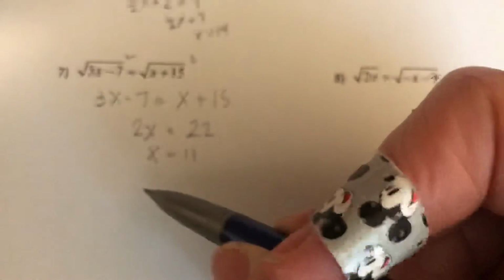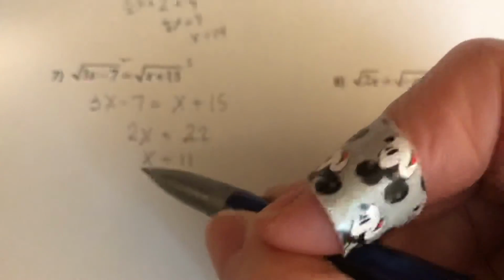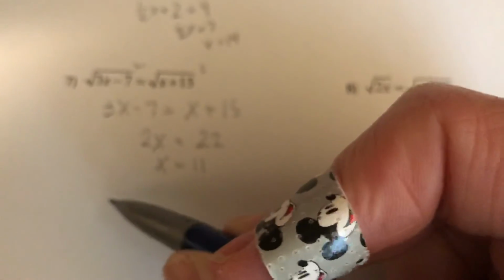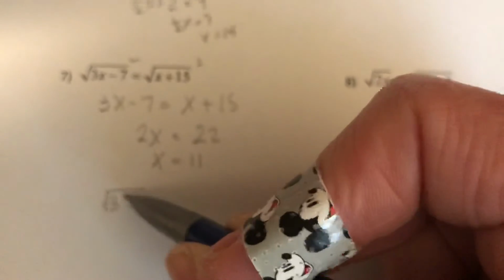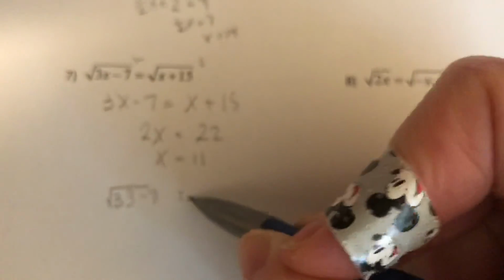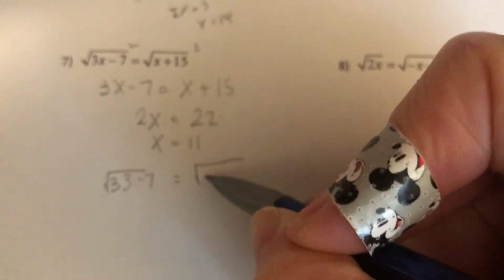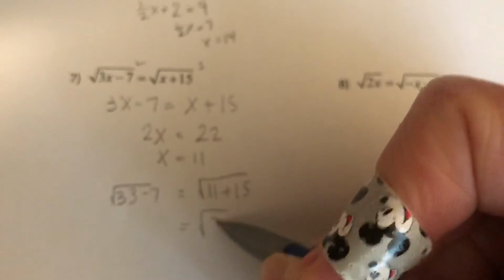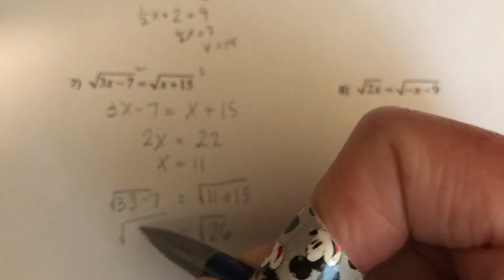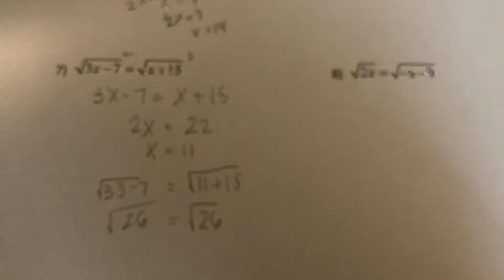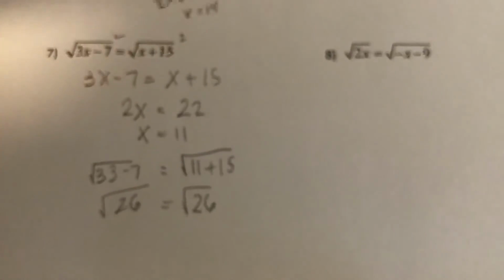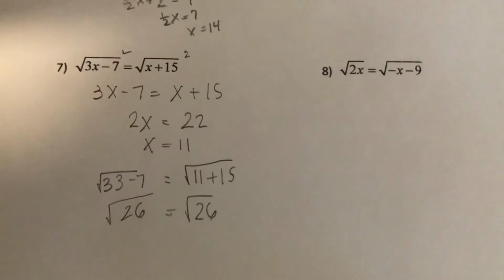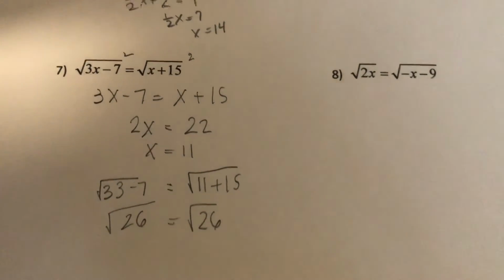Now you want to make sure both of those would be true. So I get 33 minus 7. And then I get the square root of 11 plus 15. So I get the square root of 26 equals the square root of 26. 26 is not a perfect square. However, those are two radicals, so that is correct.